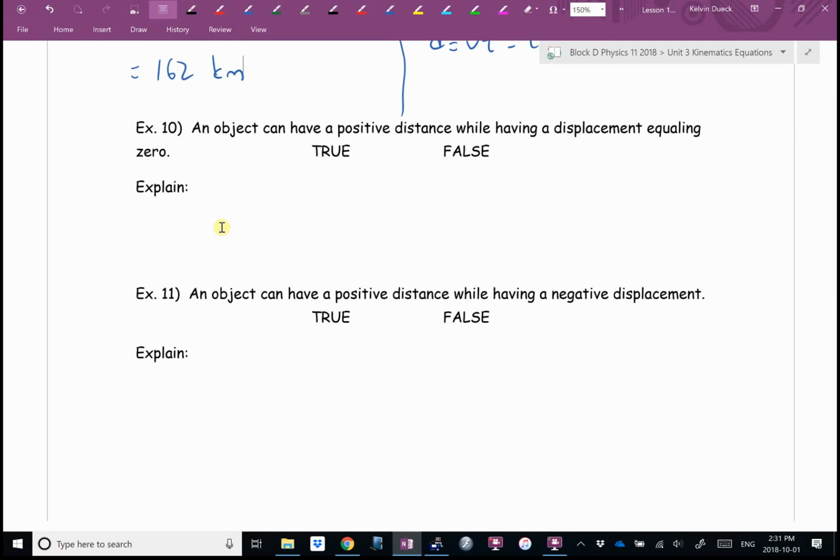The only thing that'll annoy me in my class is if you don't make a hypothesis. Even a bad hypothesis is a good learning opportunity. So again, true or false, an object can have a positive distance while having a displacement equaling 0. Who says true? 1, 2, 3, 4, 5. Riley goes peer pressure. 6, 7, 8, 9, 10.